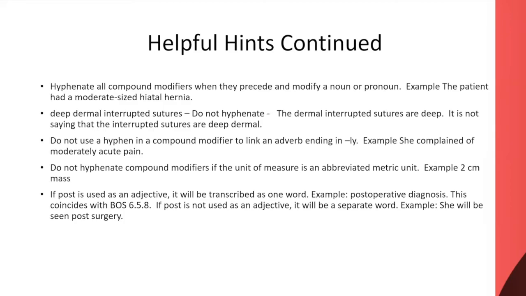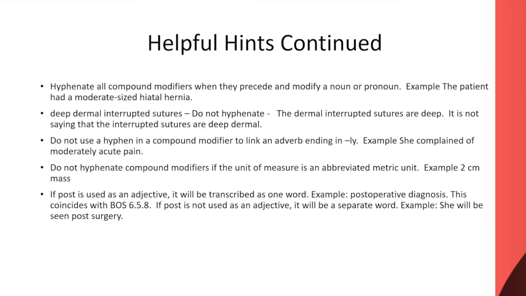Do not hyphenate compound modifiers if the unit of measure is an abbreviated metric unit. So example, 2 cm mass, you would never hyphenate 2 and cm, per centimeter. Never hyphenate metric units of measure. You can, however, hyphenate non-metric units of measure if there's a noun that follows after that, like 1-inch incision, for example.